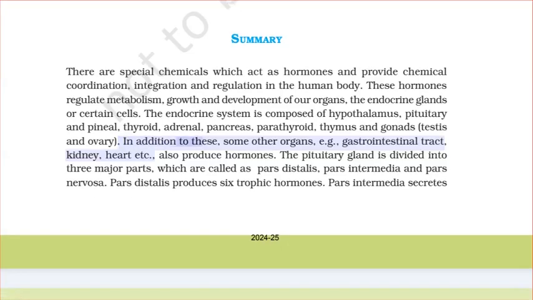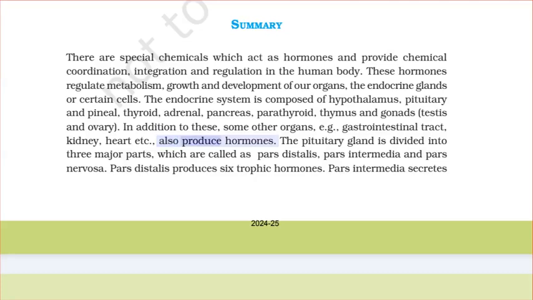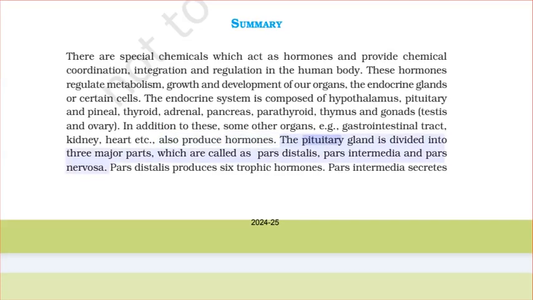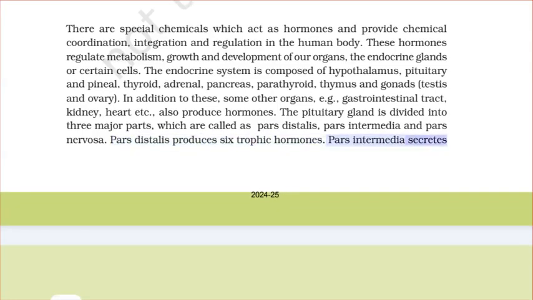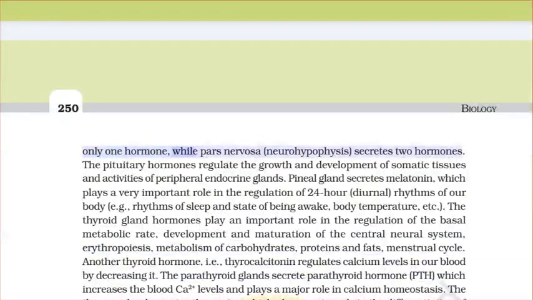In addition to these, some other organs, for example, gastrointestinal tract, kidney, heart, etc., also produce hormones. The pituitary gland is divided into 3 major parts, which are called pars distalis, pars intermedia, and pars nervosa. Pars distalis produces 6 trophic hormones. Pars intermedia secretes only 1 hormone, while pars nervosa, neurohypophysis, secretes 2 hormones.